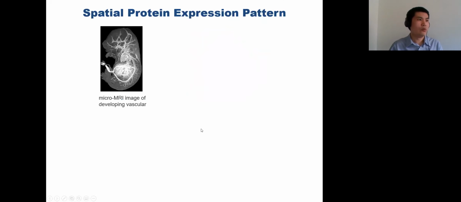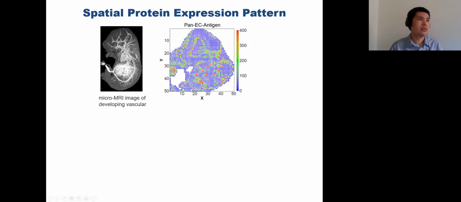And we then wanted to explore what the protein expression patterns can tell us. So we show here a comparison with MRI imaging of developing vasculature in the brain. Basically, we tested this pan endothelial cell antigen, and it shows a pretty nice network of those blood vessels in the brain. It's very interesting here.